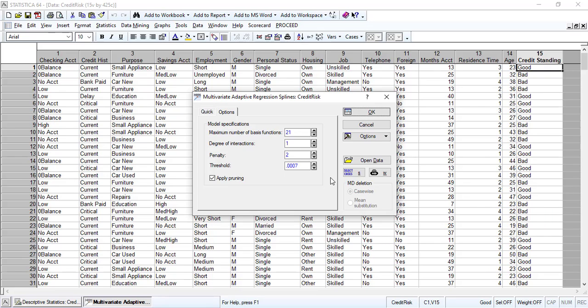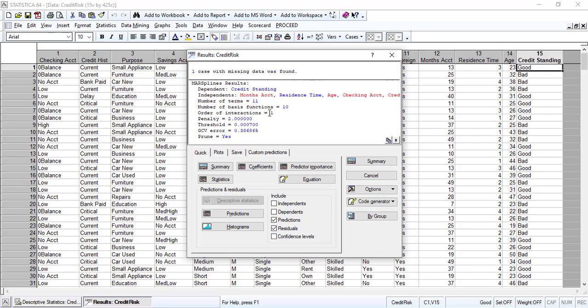Yes. Okay. Now, it shows you the dependent, the independent, number of terms 11, number of basis functions 10, order of interaction 1, penalty 2, threshold 0.7, GCV error 0.38, and yes, we will do pruning.